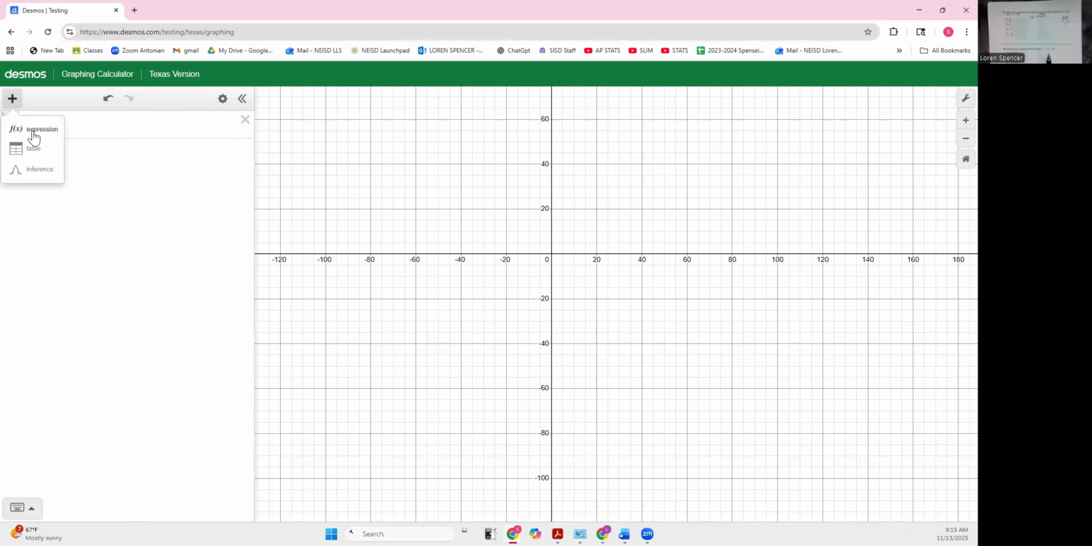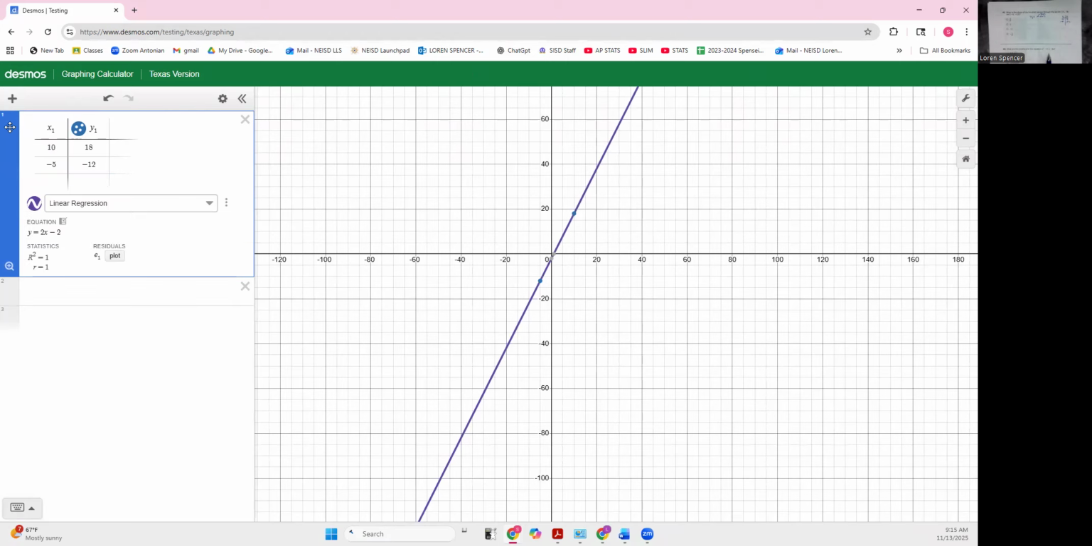So I'm going to hit the plus button, and that gives me a table. And I have 10 and 18 and negative 5 and negative 12. I'm going to hit the domino sign, and there's my linear regression. And I have y is 2x minus 2. So I'm going to write that down on my paper. Y equals 2x minus 2.